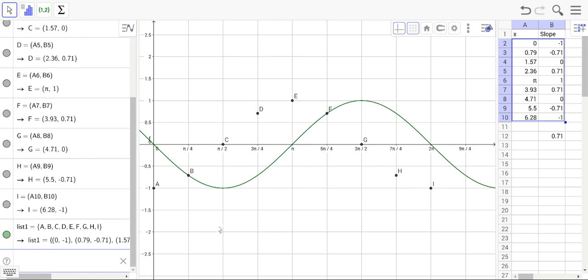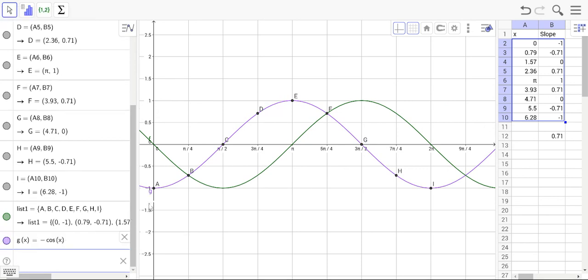Go to the input bar here, let's try cosine of x. We know that's not going to be right, but that might help us see what's actually going on here. So look, cosine of x is 1 at 0, where we want it to be negative 1. It does go through points C and G, and it's negative 1 at E here, at pi, when we want it to be positive 1. So there's some symmetry going on here. It's mirrored. So maybe if we reflect it in the x-axis by using negative cosine of x, look at that. The function now goes through all of the points that we graphed.